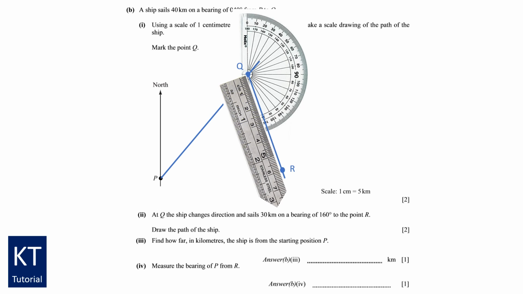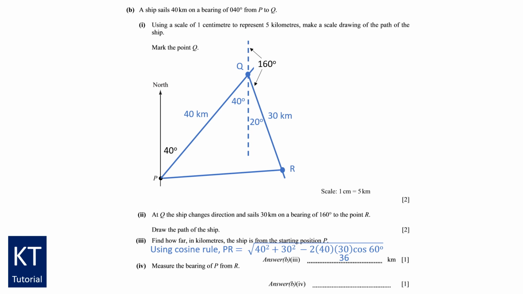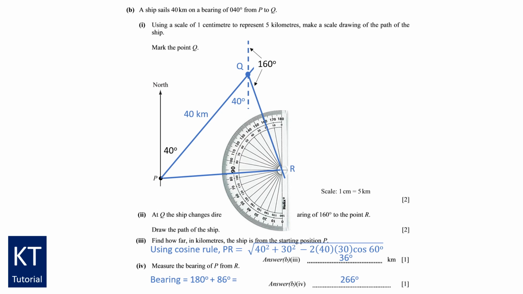Next, find how far in kilometers the ship is from the starting position P. By leveraging the cosine rule, we can solve for PR. Next, measure the bearing of P from R. With a protractor, we can identify this bearing as 266 degrees.